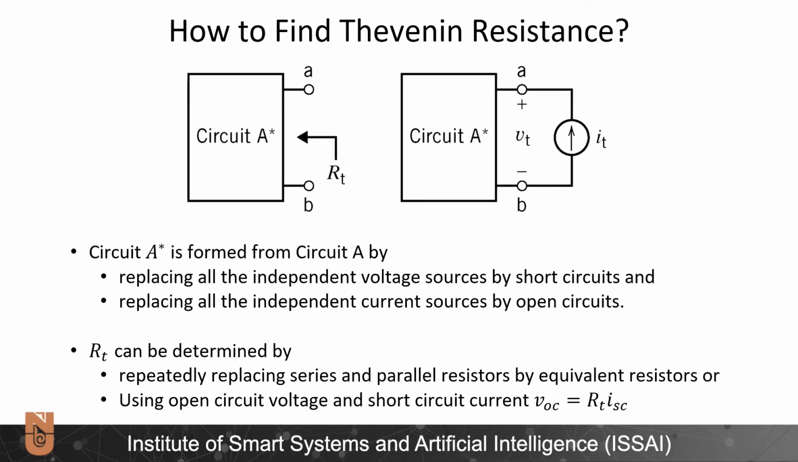There are 2 ways to find the Thevenin resistance. We first create circuit A star. We replace all the independent voltage sources by short circuits and all the independent current sources by open circuits. Then we find the resistance by replacing series and parallel resistors by equivalent resistors, or alternatively by using this relationship: V open circuit is equal to R Thevenin times I short circuit.